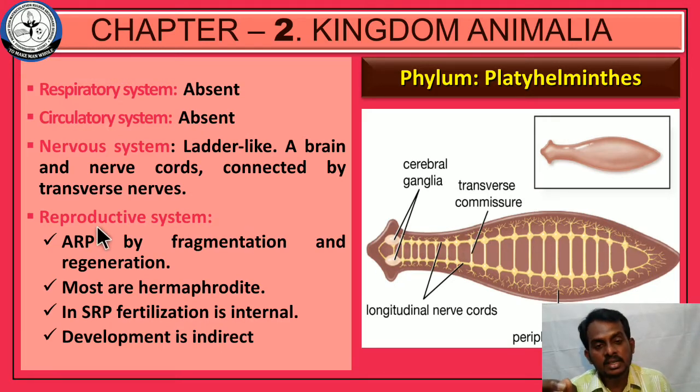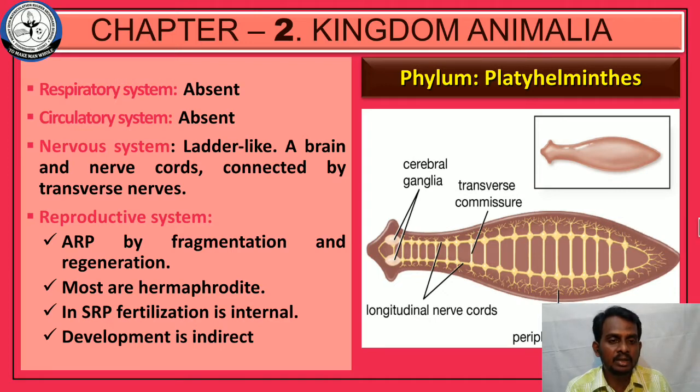Okay. Reproduction: asexual reproduction and sexual reproduction are also seen. In asexual reproduction, it is by fragmentation and regeneration. In sexual reproduction, the fertilization takes place inside the body. That is internal fertilization. And development is indirect. That means a larva is there. Whatever larva they have, we will look at that.